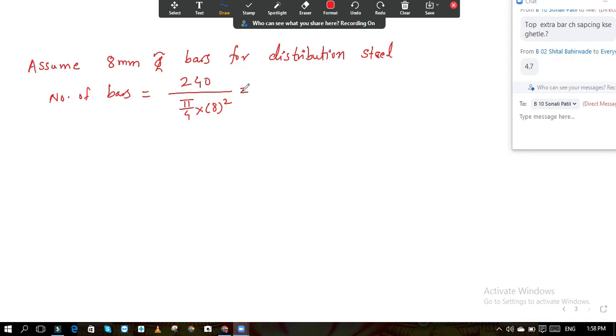How much is it? It is 4.7. Okay, so this is 4.7, so we will round up to 5 numbers. Okay, so distribution steel provided. What are we going to provide? We are going to provide 5 bars, each of diameter 8.